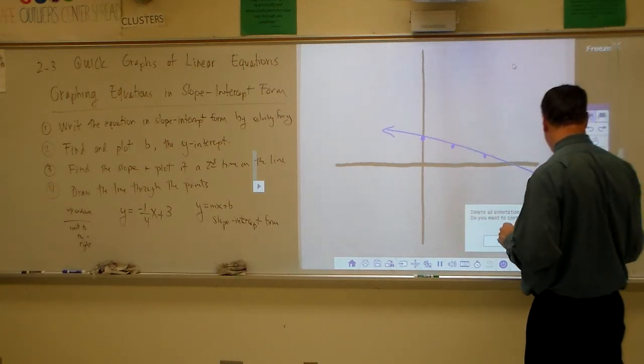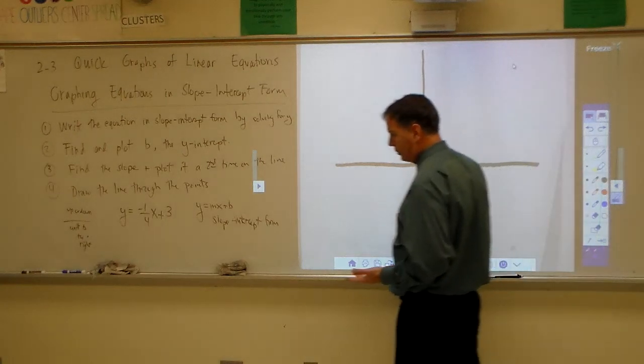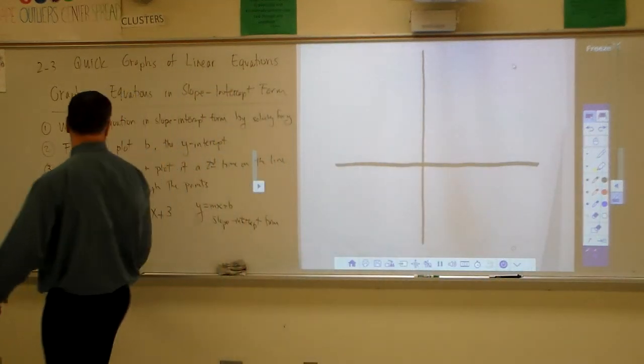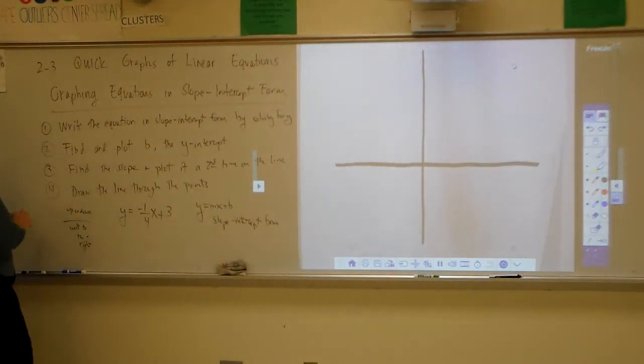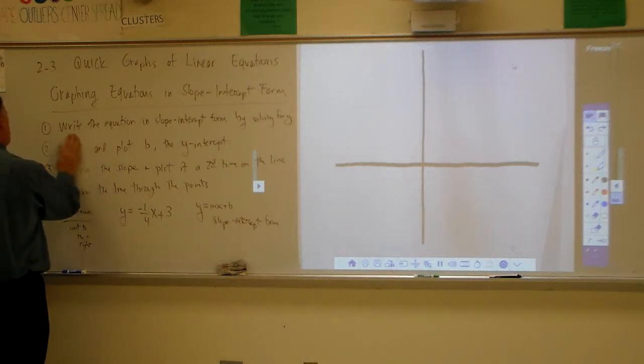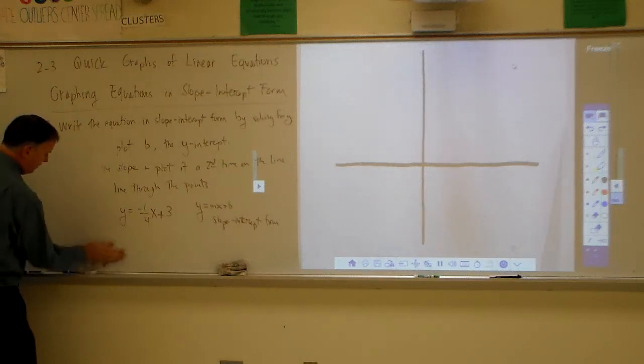So, what happens if they're not in slope-intercept form? Well, then I have to do step number 1: write it in slope-intercept form. So let's go through that, okay?